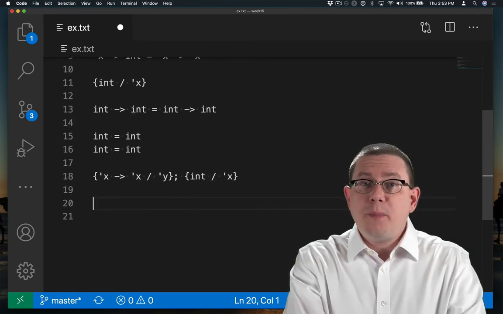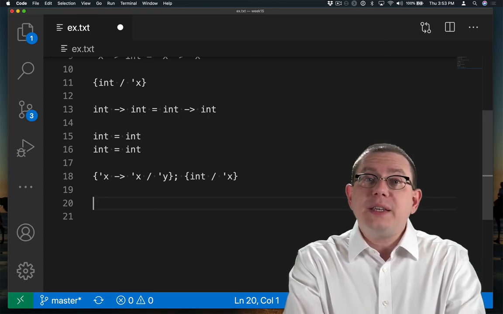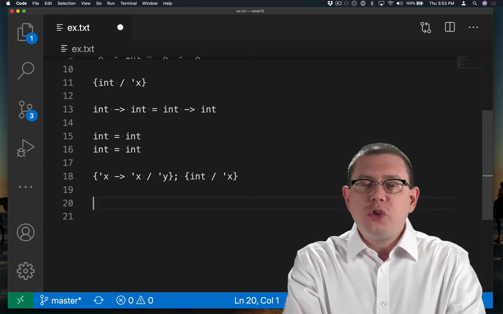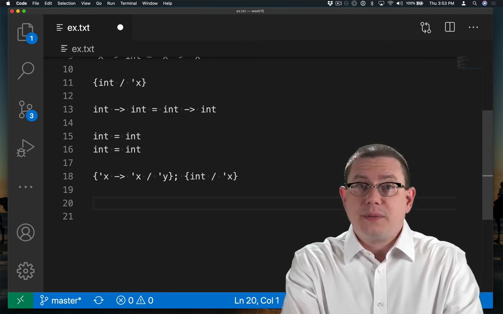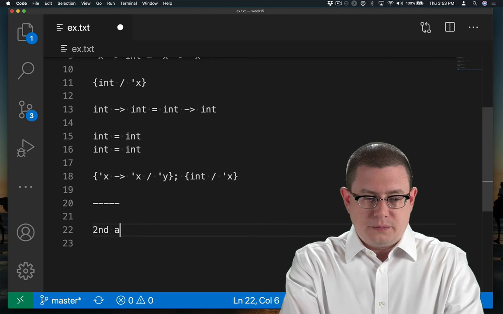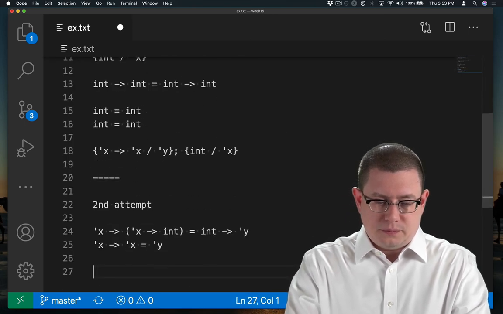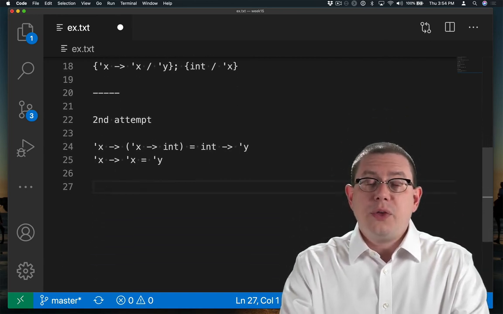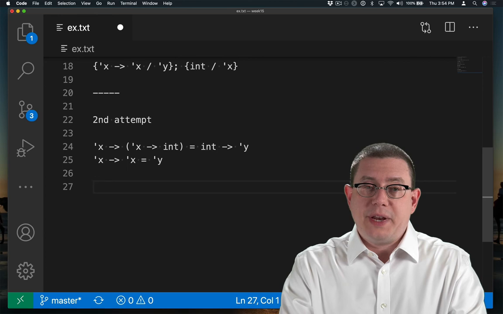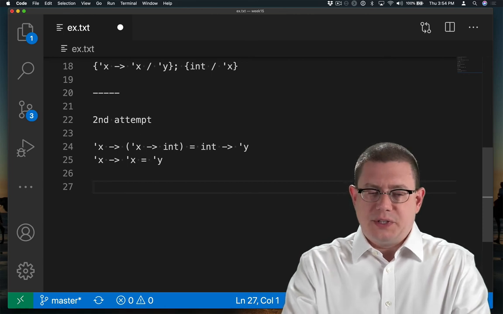Now, that's only one possible solution to this system of equations. In fact, we could get a different solution if we chose to eliminate variables in a different order. So let's make a second attempt. The first time, we chose to eliminate y first by working with the second equation. Let's start working with the first equation first this time.